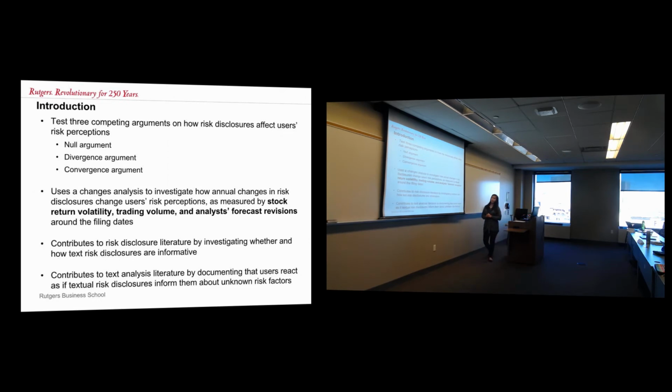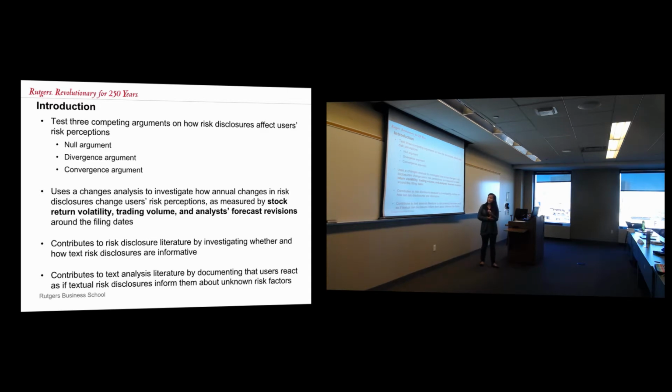So these are the 3 arguments that they have on how risk disclosures impact users' risk perceptions. The null argument is just a null hypothesis that risk disclosures don't provide any useful information and that this is not going to cause any volatility in users' risk perceptions.